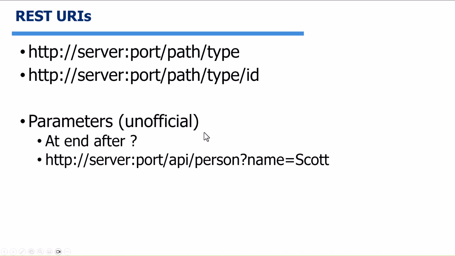There's an unofficial extension to REST where you basically just add some parameters. So if you want to do a search, you could put $name equals Scott, and that might be able to filter down things based on a given item. We're not going to be using that in our example. We're just going to be extending our movies example to use a REST service.